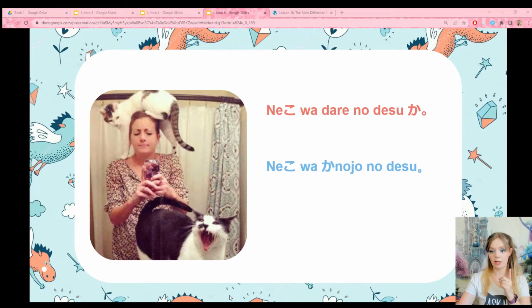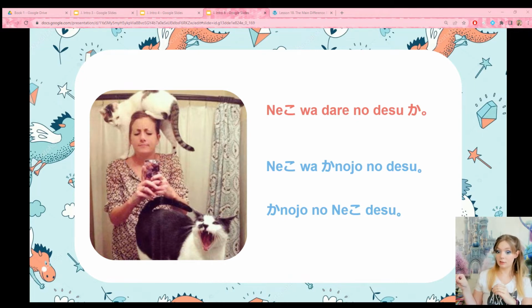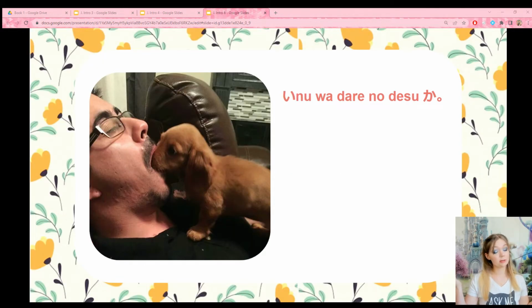The first way that we can answer is we can follow the exact same format as the question. And we can say, neko wa kanojo no desu. As for the cats, they are hers. But we could also say, kanojo no neko desu. They are her cats, right? We could say either one. Either one of these sentences is going to answer our question. Whose cats are they?